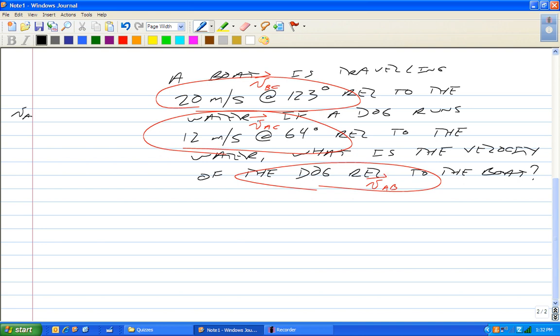And I know that if I have the velocity of AB and I add it as a vector to the velocity of BC, then that will give me the velocity AC. Is our unknown isolated? No, because we're looking for AB. So to get AB by itself, we subtract BC. So it's the velocity of AC minus the velocity of BC.